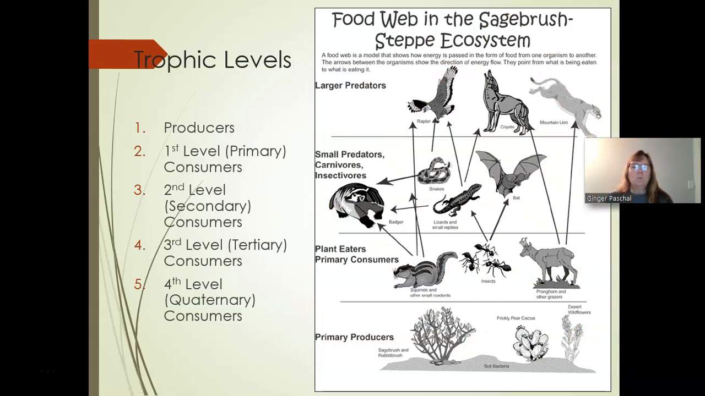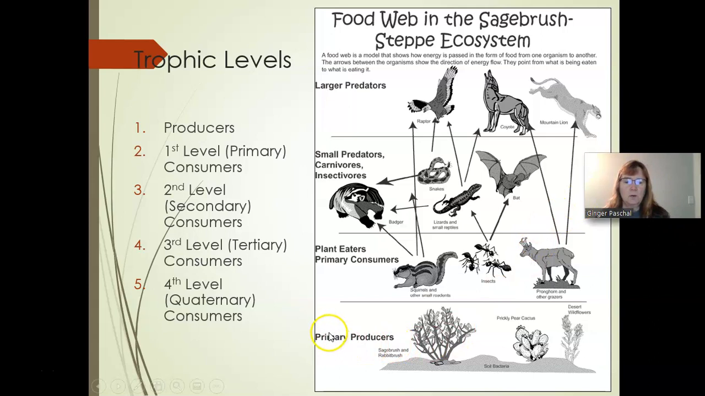We can arrange these in what are called trophic levels. Trophic literally means to eat. So if we were to put these in levels, you can see here we've got the primary producers, then we've got our plant eaters, which are called first level consumers or primary consumers.